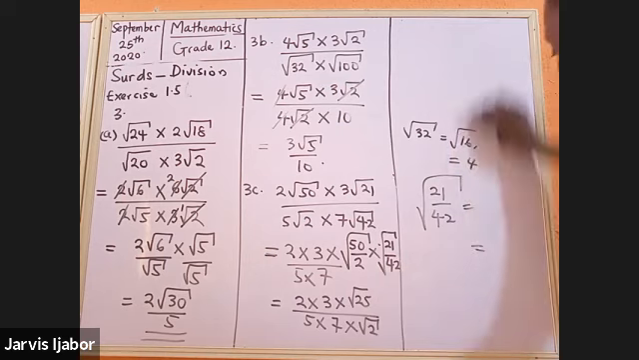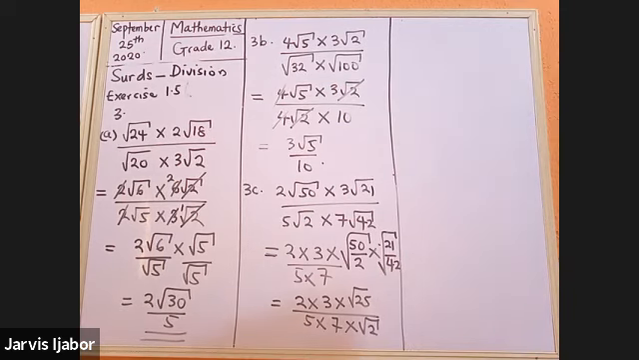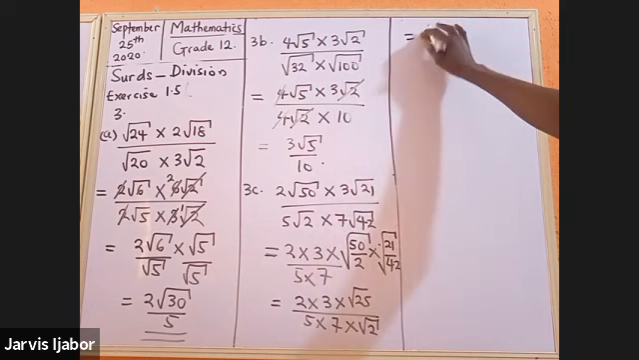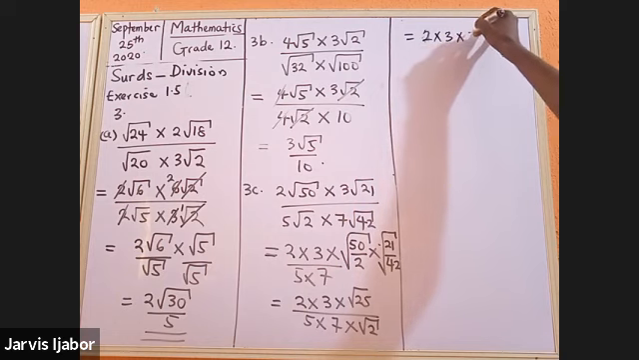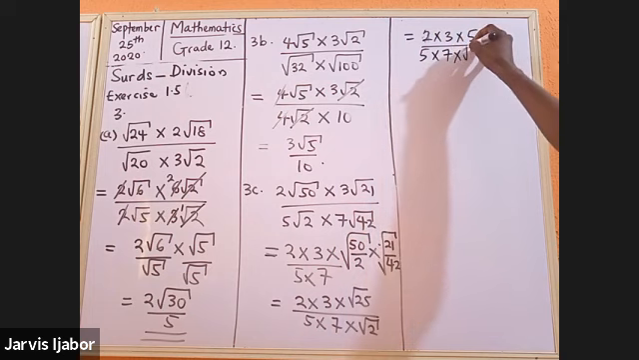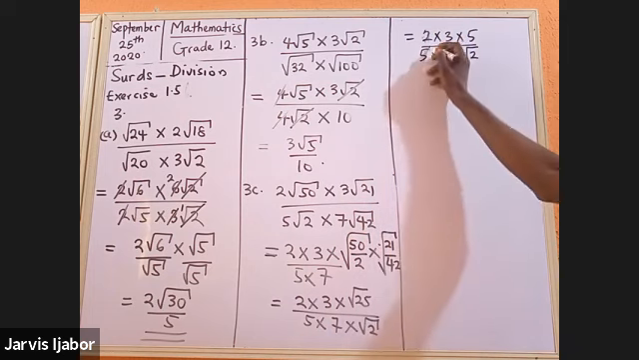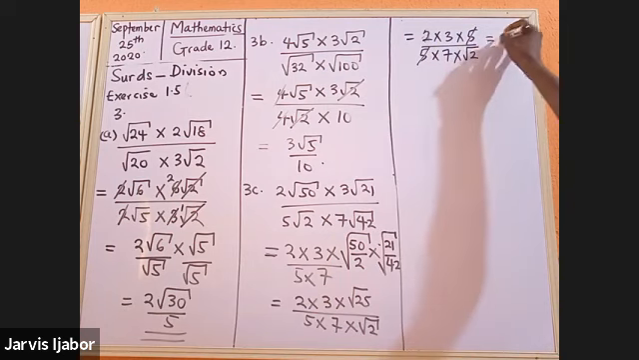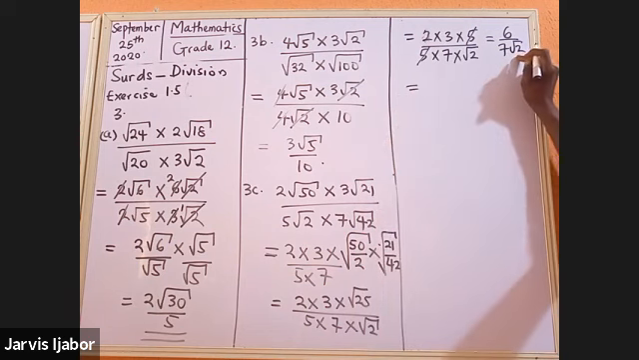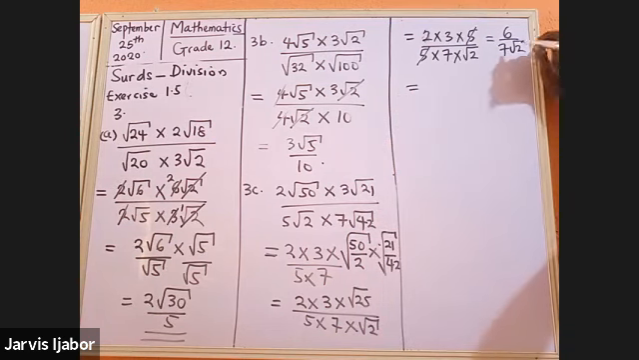You see what we're trying to do, that the square root of 25 is 5. So this will now give me 2 times 3 times 5 all over 5 times 7 times root 2. This 5 will go with this 5. And this will give me 6 over 7 root 2. Now, what you need to do is to take care of the root 2. It is this root 2 that is the problem, not 7 root 2.